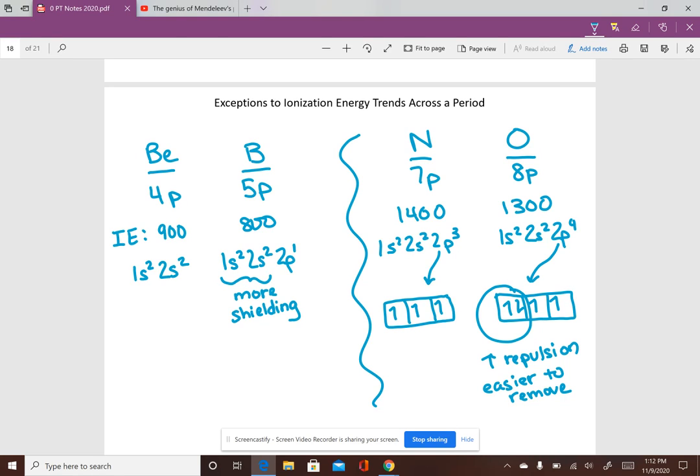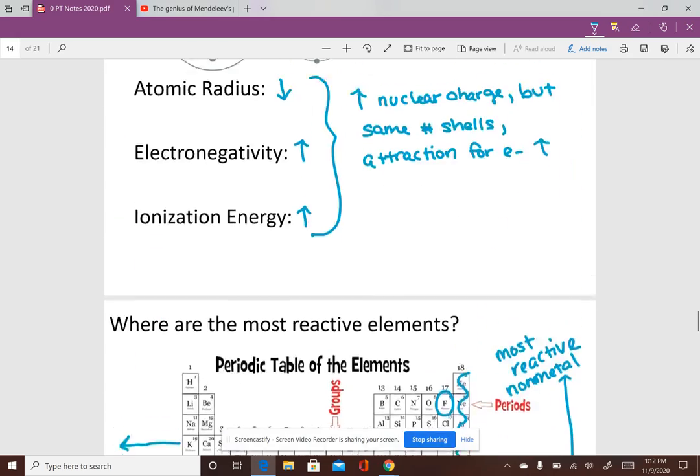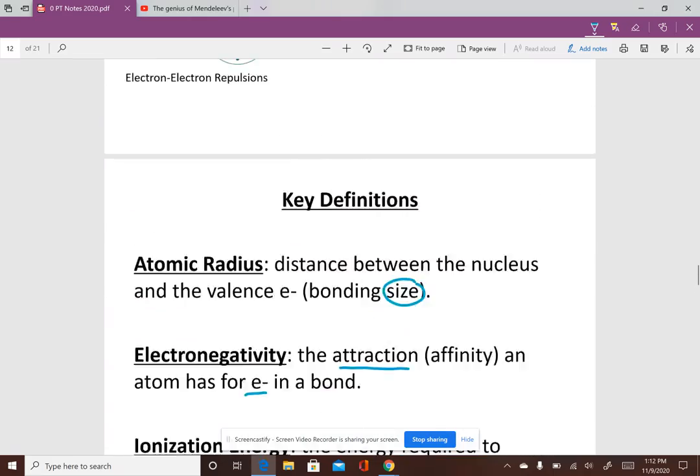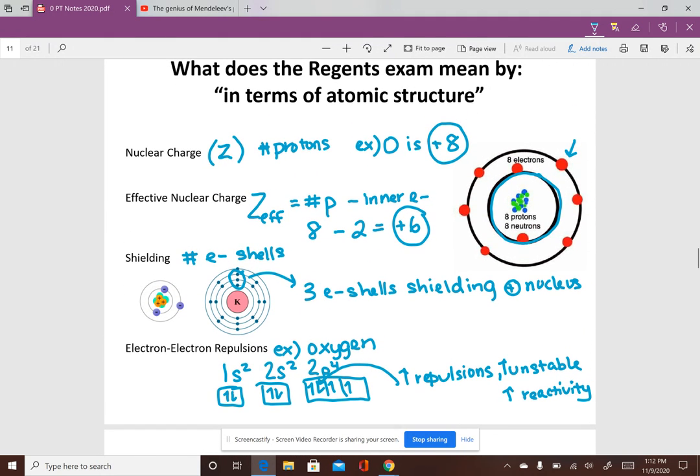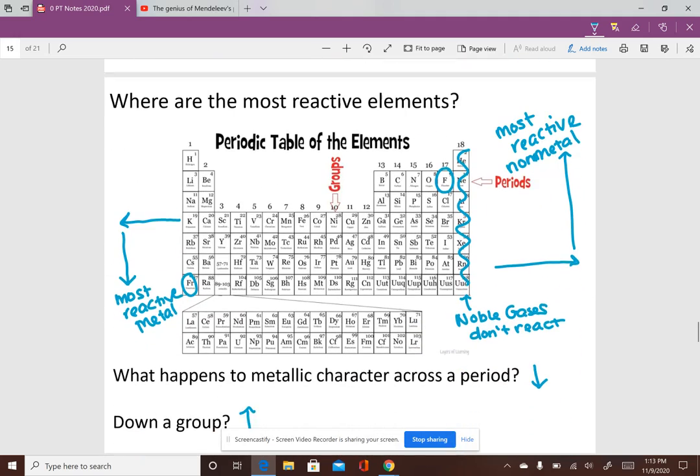Okay, so that's when you compare column 15 to column 16. There's always going to be those paired electrons in that first orbital that'll make it easier to remove. So as far as explaining things in terms of atomic structure, this last thing down here, the electron-electron repulsions, that's really what you want to use to explain the exceptions to any of the trends that we talked about. The nuclear charge and the shielding was really what explained why the trends do occur, and the repulsions would explain these exceptions. Okay. All right.